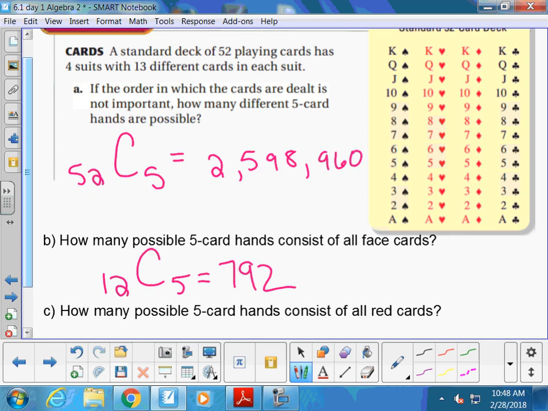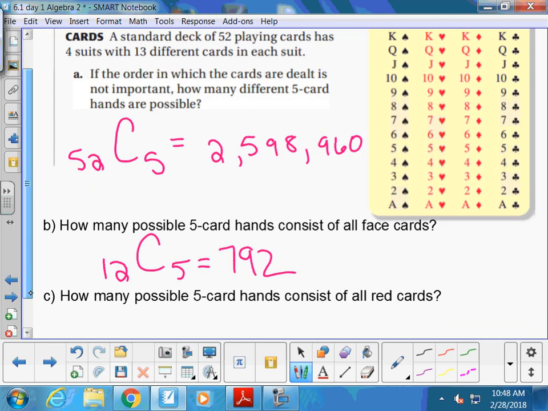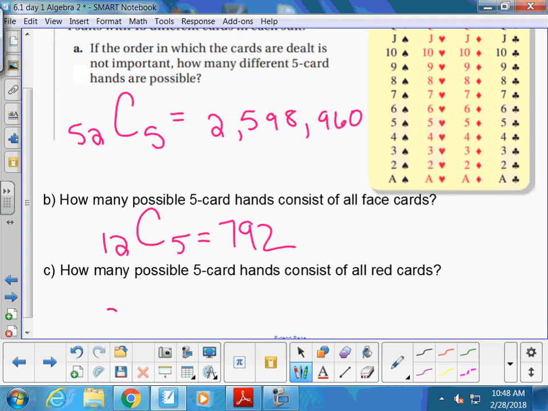And then how many possible 5-card hands would consist of all red cards? You need to come up with just the red cards, of which there are 26. And you need to choose your 5 from those 26 red cards. 65,780.